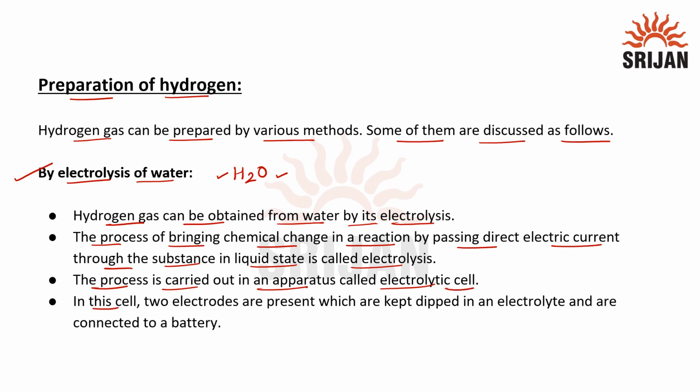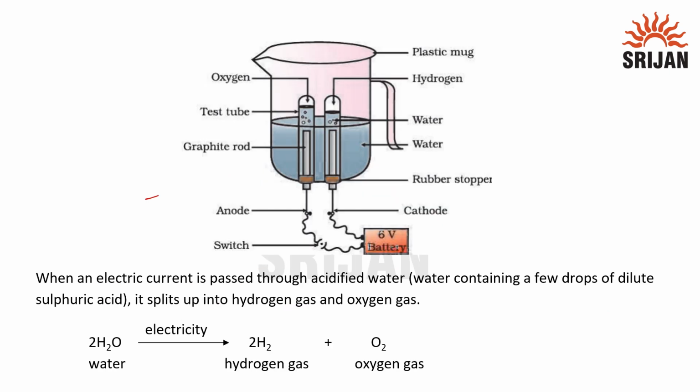In this cell, two electrodes are present which are kept dipped in an electrolyte and are connected to a battery. Here we have the setup of electrolysis of water. So this is acidified water, that is water which contains a few drops of dilute sulfuric acid. This is a graphite rod which acts as an electrode. Here we have the first electrode and here the second electrode, that is anode and cathode. Anode and cathode are connected to a battery.